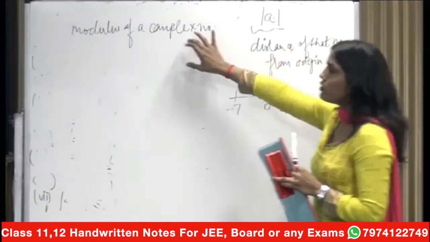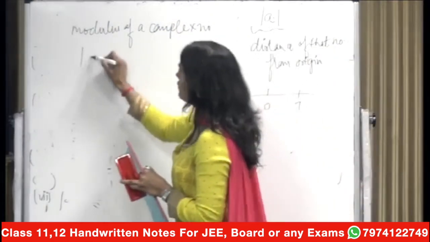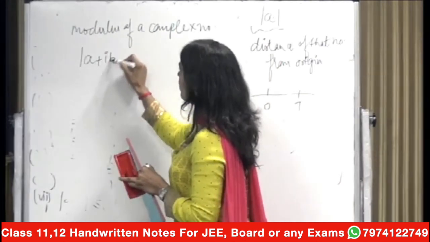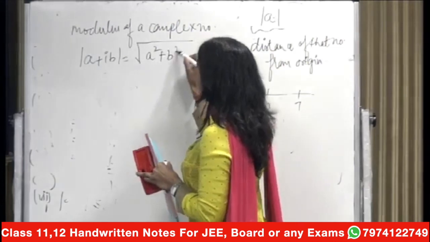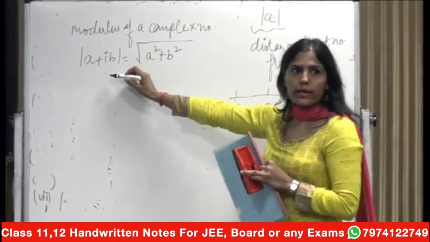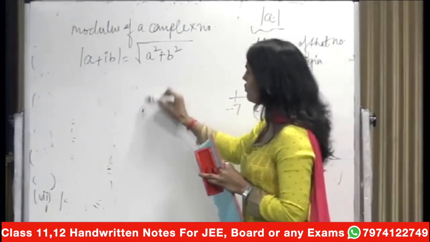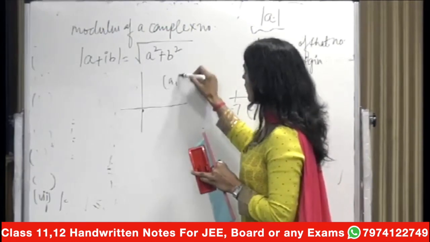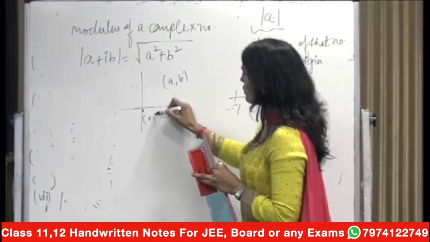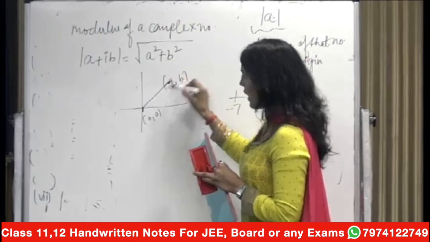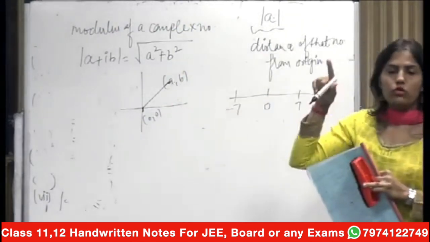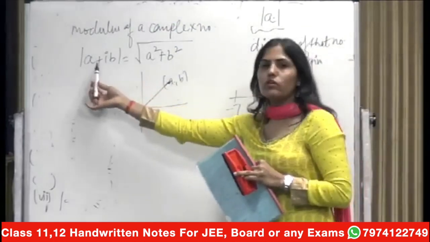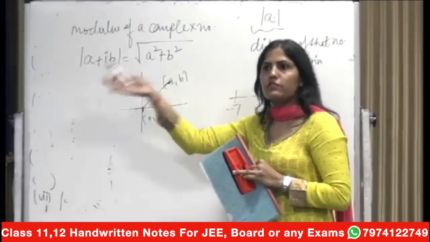So now modulus of a complex number, how do we write it? Suppose this is your complex number, any complex number. So this is defined like this, because this is in 2D now. And in 2D, how do we take the distance from origin? Suppose this is your complex number, this is origin. So how do you take this distance? A minus 0 whole square plus B minus 0 whole square under root. So basically modulus of that number is distance from origin.